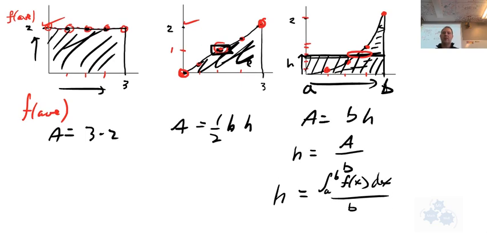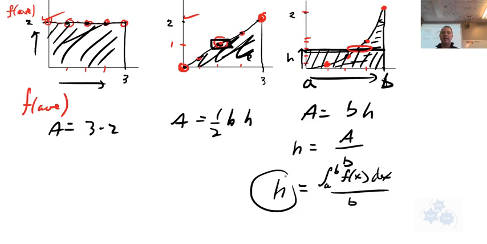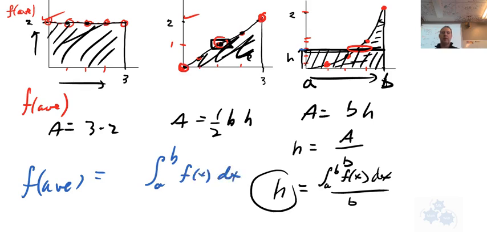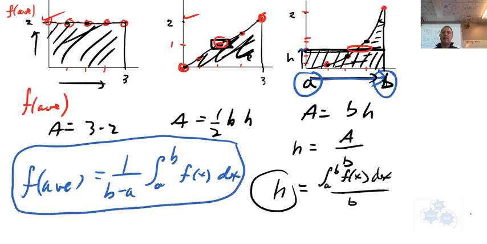So as I follow this through here, the height is actually the function average. And so how do I find that function average? Well, I take the definite integral from a to b, and I divide it by this width right here, the base, which actually would be b minus a. So divide it by b minus a, or multiply it by 1 over b minus a. And that's how you find the average value for any function.